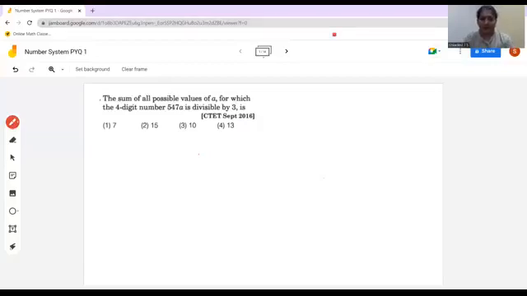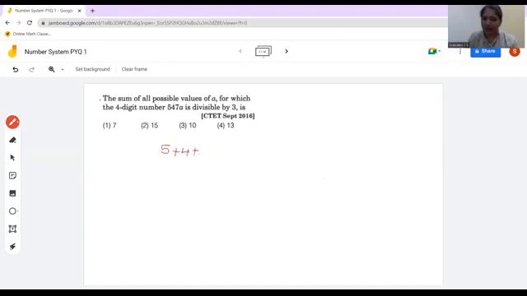So first question, let us see. The sum of all possible values of A for which the 4-digit number 547A is divisible by 3 is. This question was asked in CTET 2016. So we know the divisibility test of 3. When you add the digits of a number, you should get a number divisible by 3. So here in the place of A, we should get a number, and when you add all the digits, it should be a multiple of 3. Okay, so let us add the digits now.